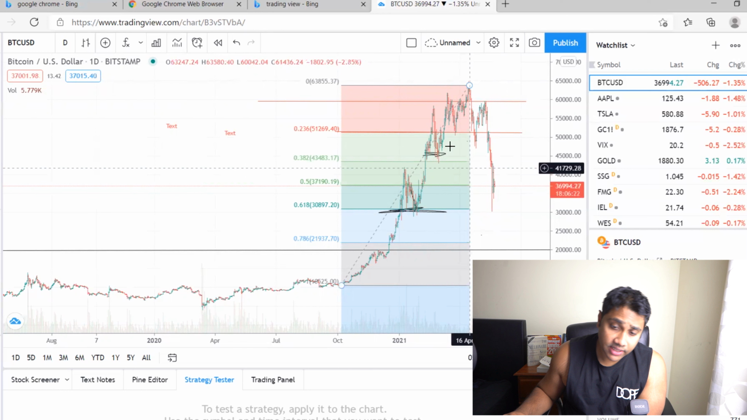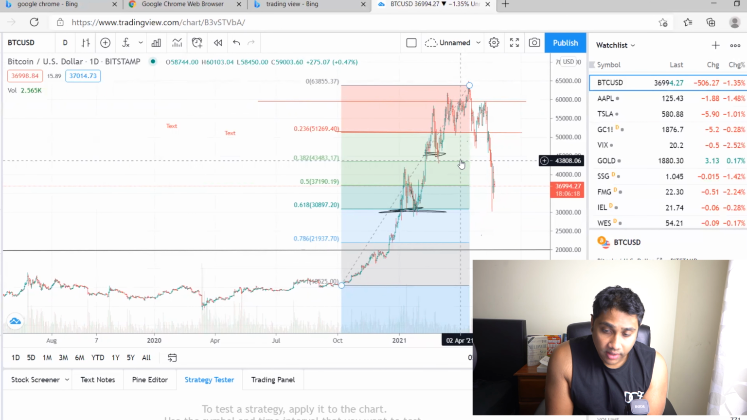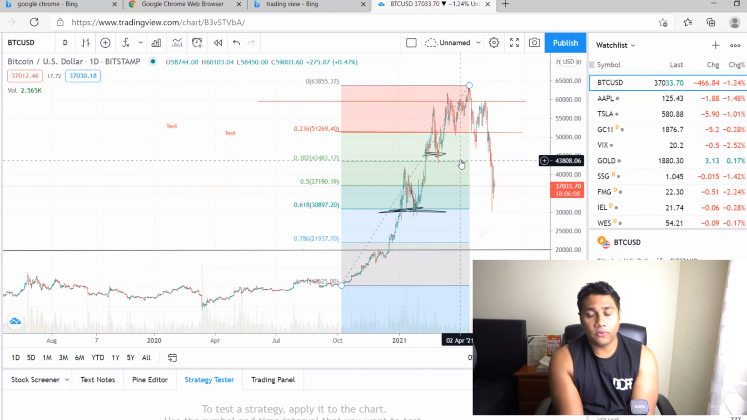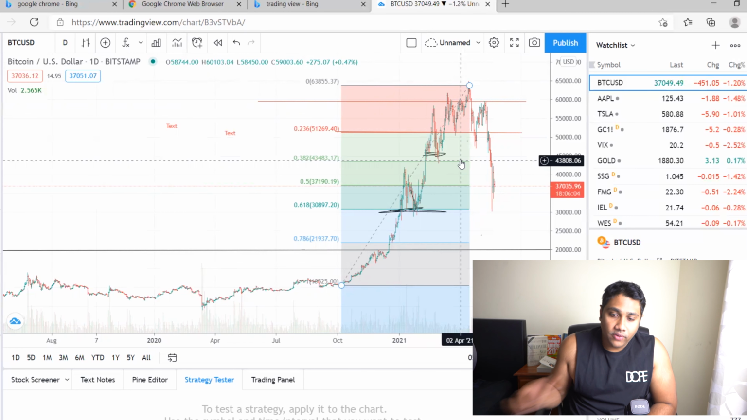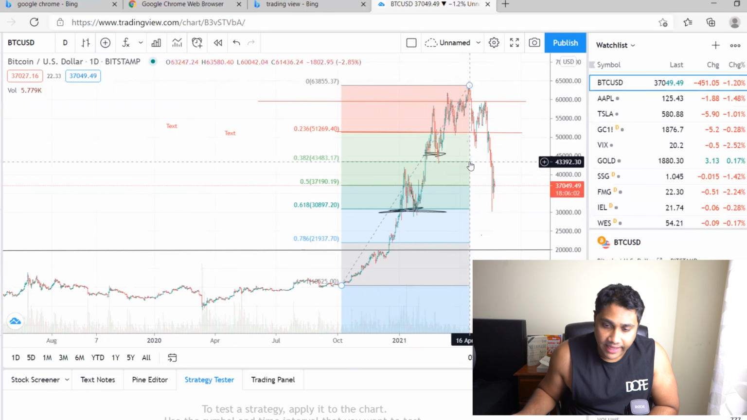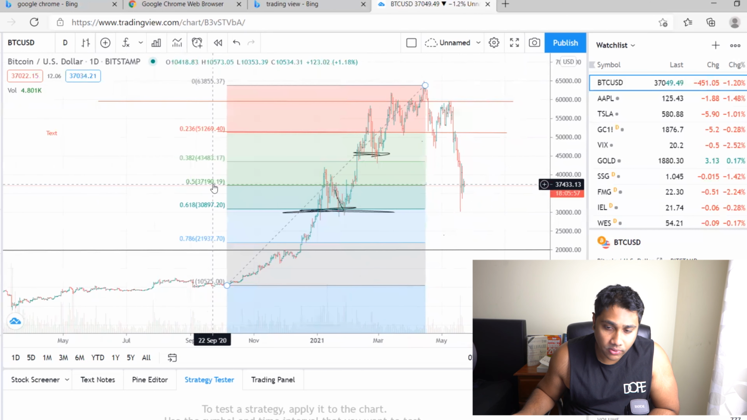And of course, this is where the news from China came out, saying that they're banning all cryptocurrency activities in their country, and people panicked. And actually, that was a massive crash. And I remember that night. It was a sleepless night for all of us. So we are over here right now, and now we look like we found support at 0.5.